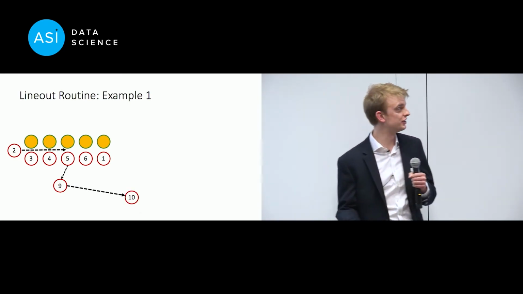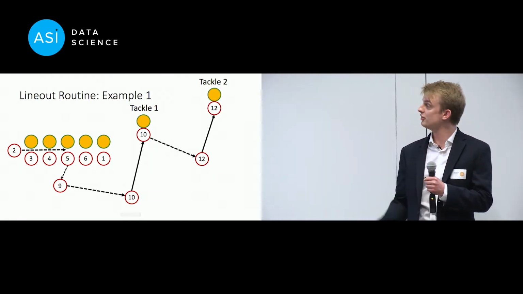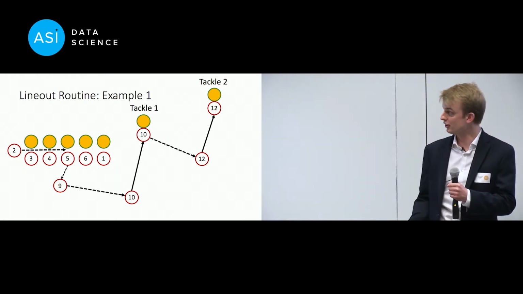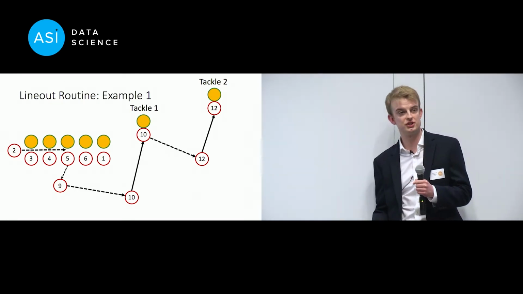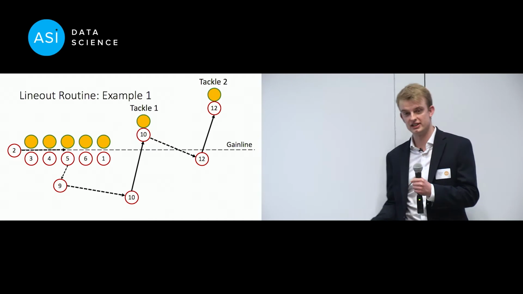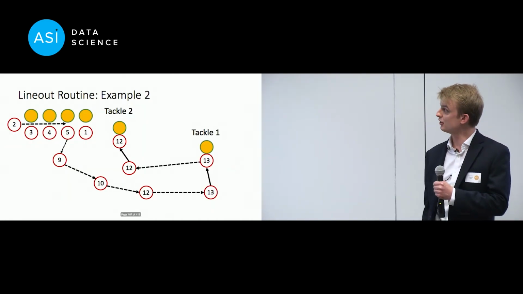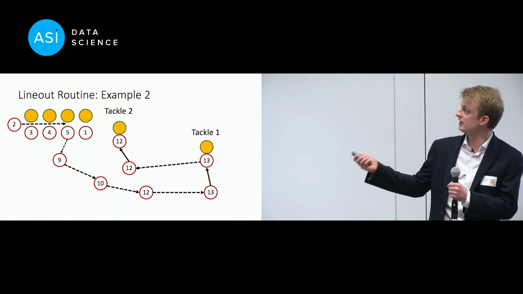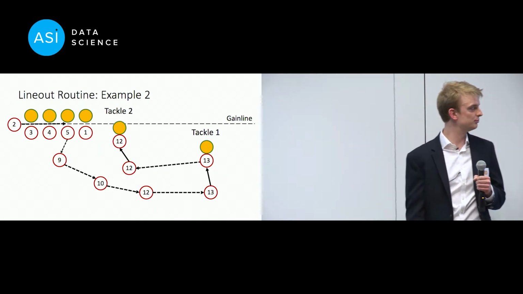The number 10 runs up the field as far as he can before being tackled. The ball is then passed out to the number 12, who again runs as far as they can before being tackled. And we can judge whether this is successful or not based on the relative position of the second tackle to an imaginary line that we draw across the pitch at the location of the line-out, known as the gain line. And here we can clearly see that the second tackle is beyond the gain line, so this is a successful routine. An alternative routine might look something like this. And in this situation, we can clearly see that the second tackle is behind the gain line. So this is an example of an unsuccessful routine.